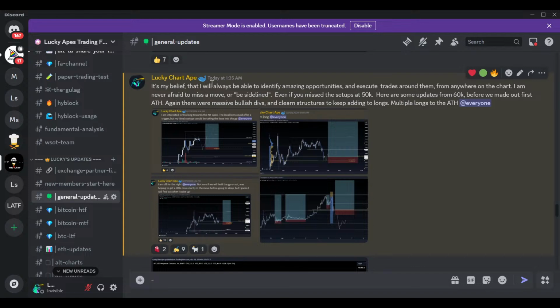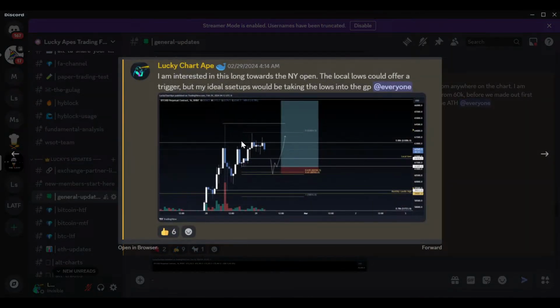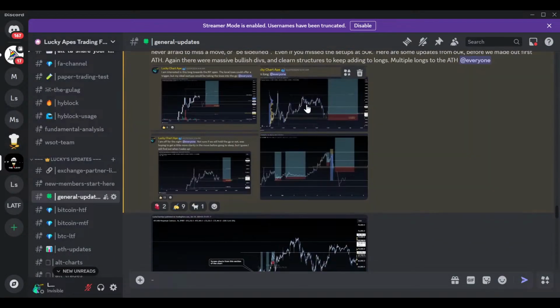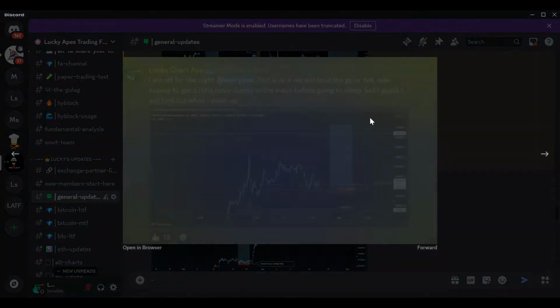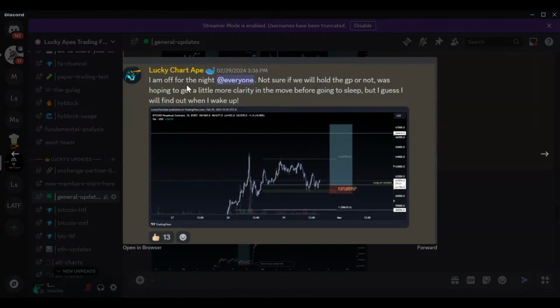It's my belief that I will always be able to identify amazing opportunities and execute trades around them from anywhere on the chart. I'm never afraid to miss a move or be sidelined, even if you missed the setup at 50K. Here are some updates from 60K before we made our all-time high. Again, there were massive bullish divs, clear structure to keep adding to longs, multiple longs to all-time highs. So I was looking for this long on a retracement. I got that long. These are different ideas I was trading towards all-time highs.